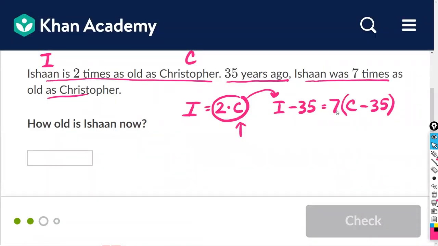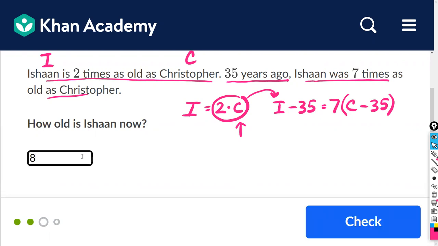Okay, so if you go through this equation here, you should get 42 for C, and then you have 2 times C. That's going to be 84. So you should get 84 for I.